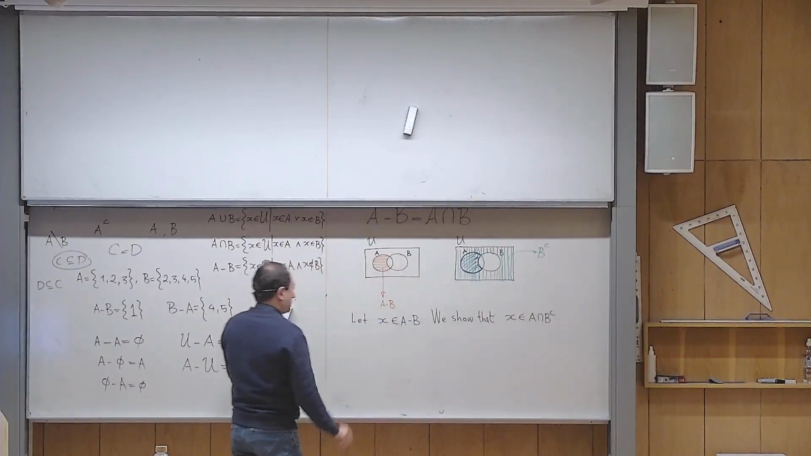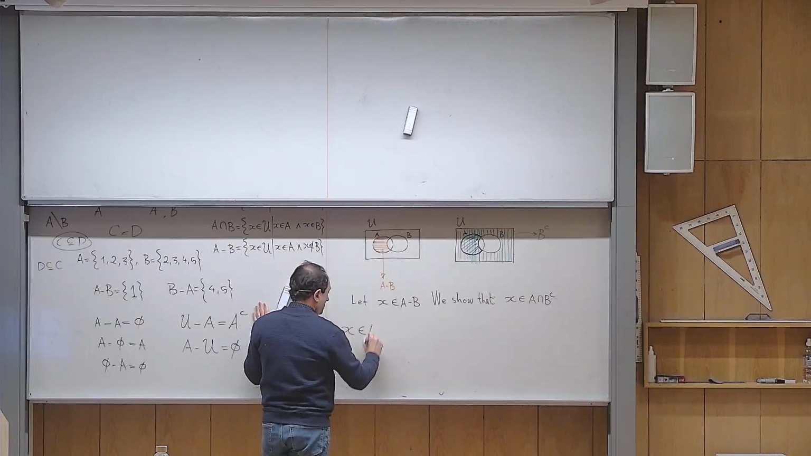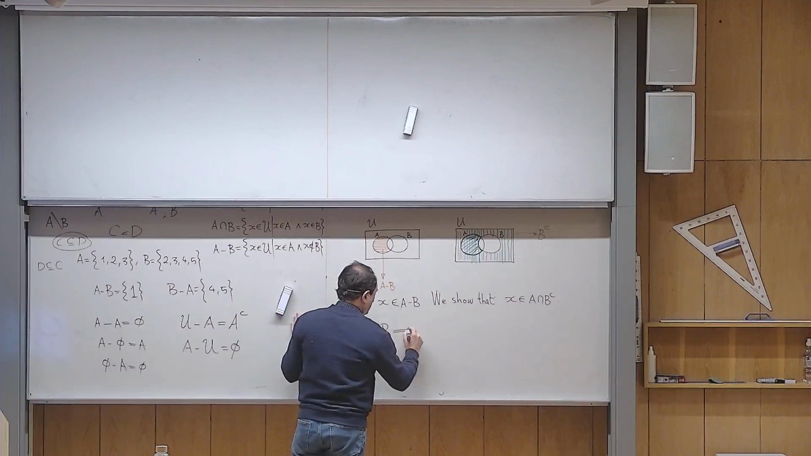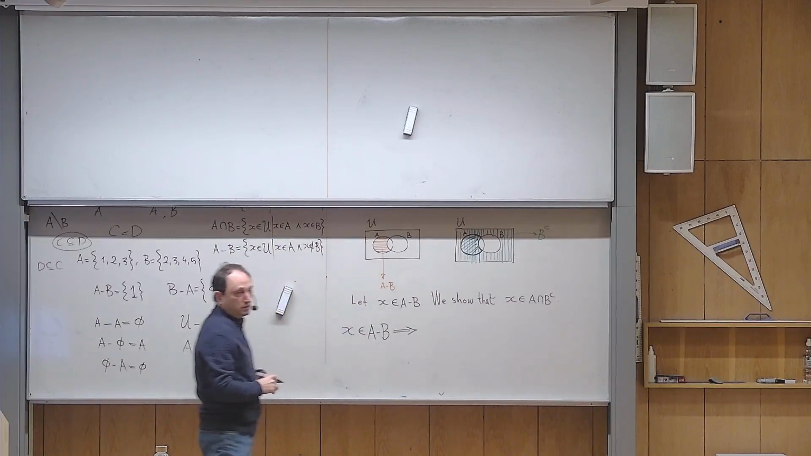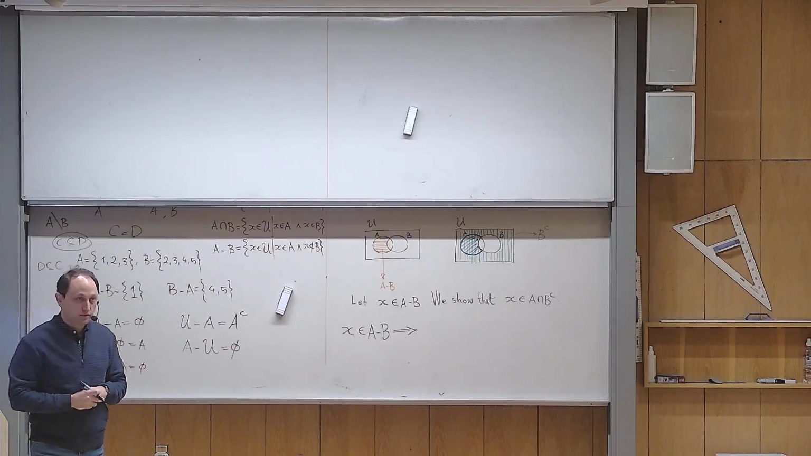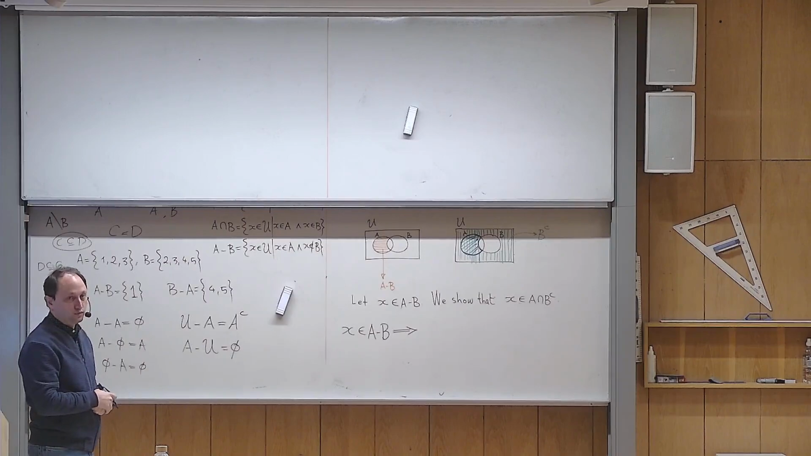Okay, how should I do that? I start with my assumption. You are telling me that X belongs to A minus B. What can I conclude from this? What can I conclude based on the definition of the difference of two sets? If someone tells you that X belongs to the difference of two sets, what can you conclude?